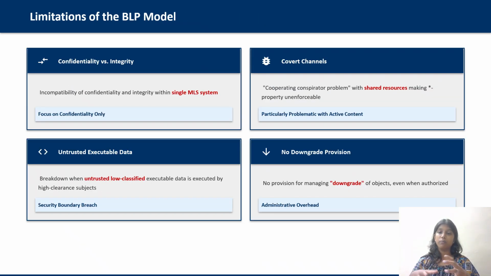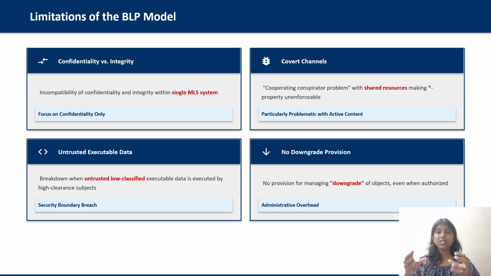Next is the limitations of the BLP model. We are reaching the final stage of the PPT right now. We are in the limitations of the BLP model. There are some limitations in this model, which is why it couldn't work everywhere. First one is confidentiality versus integrity: the incompatibility of confidentiality with integrity. Actually, what it means is that it focuses on secrecy. That's what it means.